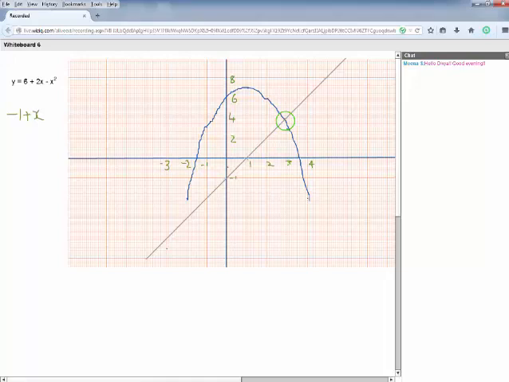So fine. The next class we will be doing those cubic graphs. I think that will not take much time. But then after that, what would you like to do?